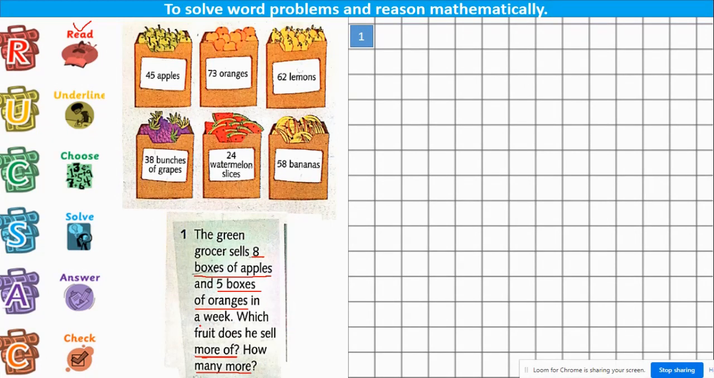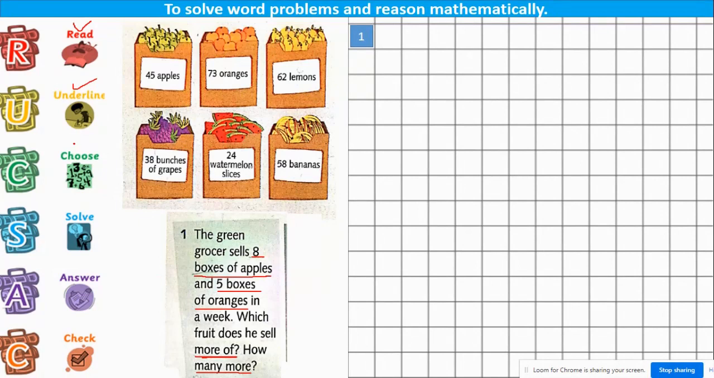We need not remember that he sold so many in the week because that information is not important for this word problem. Okay? And this you will come to know once you read the word problem. And the more you practice, the better you will become. Now we have finished underlining the important information.